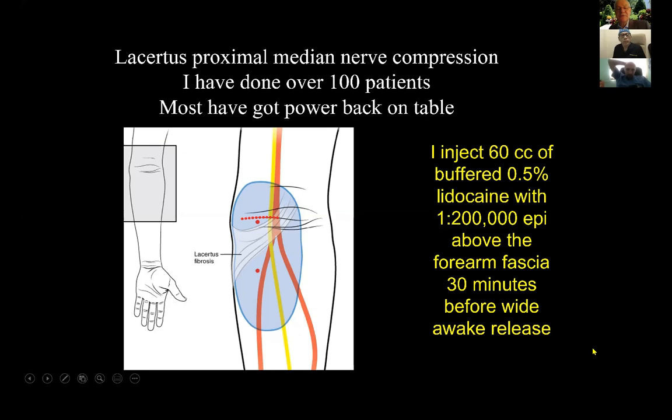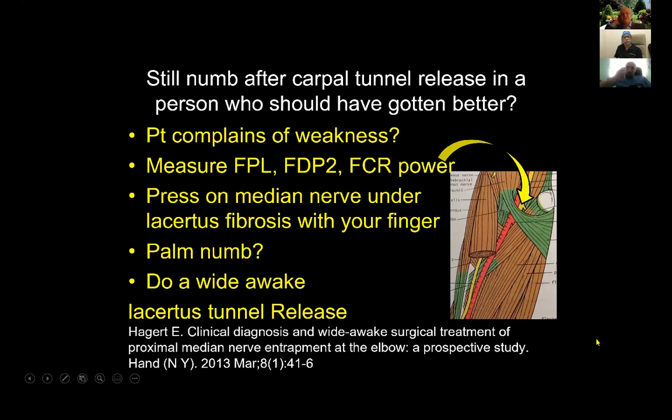And if you've done carpal tunnel surgery on patients and they still have numbness, then they might be like me, who also had compression at the elbow underneath Lacertus fibrosis. And it's a very simple operation to do. It's just as simple as carpal tunnel. You go in and divide the Lacertus fibrosis. But these patients, including me, also have weakness of FPL, FDP2, and flexor carpi radialis. Numbness is not the major part of it, but they certainly can be numb.